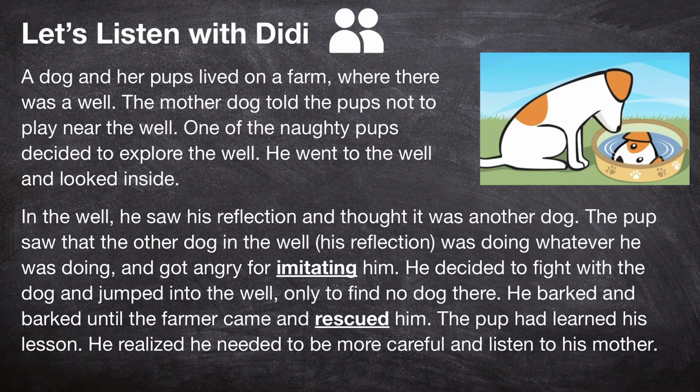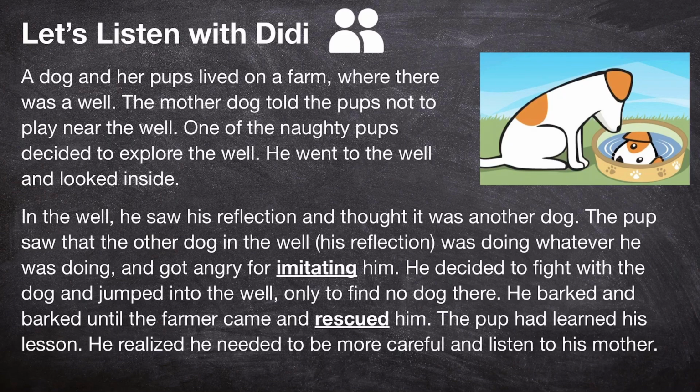A dog and her pups, means little dogs, puppies, lived on a farm where there was a well. The mother dog told the pups not to play near the well. One of the naughty pups decided to explore the well. He went to the well and looked inside, as you can see in this picture. In the well, he saw his reflection. Reflection means he saw his own face in the water in the well.